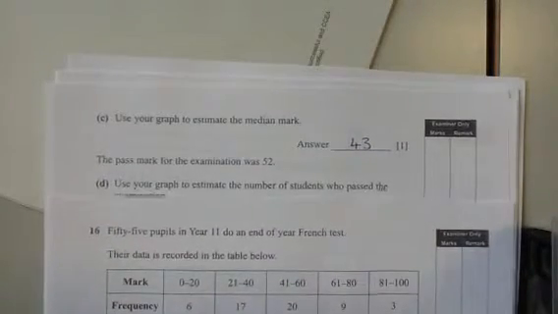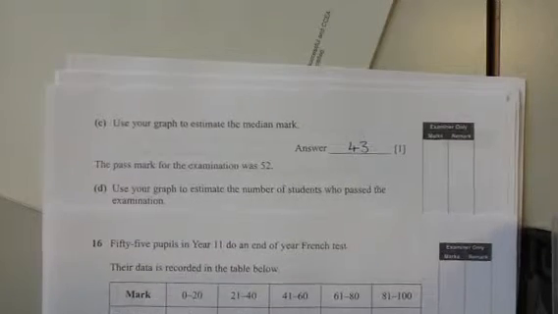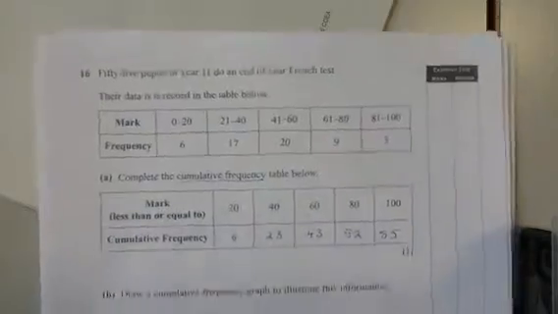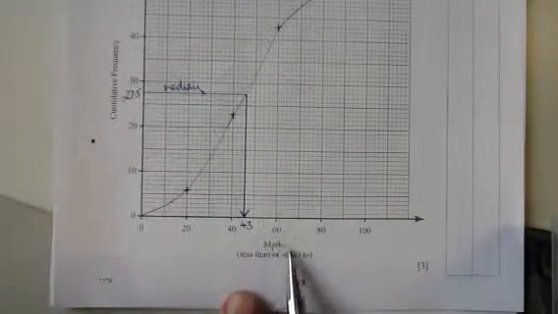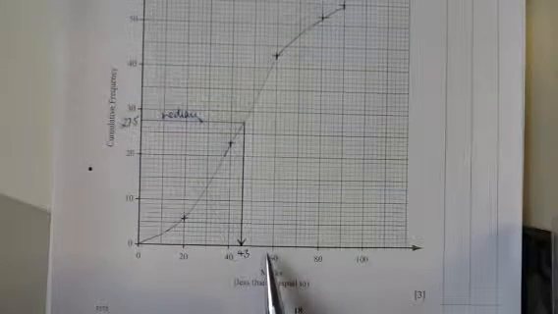Now the next part says the pass mark was 52. Use your graph to estimate the number of students who passed. Okay, so if we look at our graph, we're already lucky. It tells us this is the marks. Okay, so we've got to go to where 52 is.